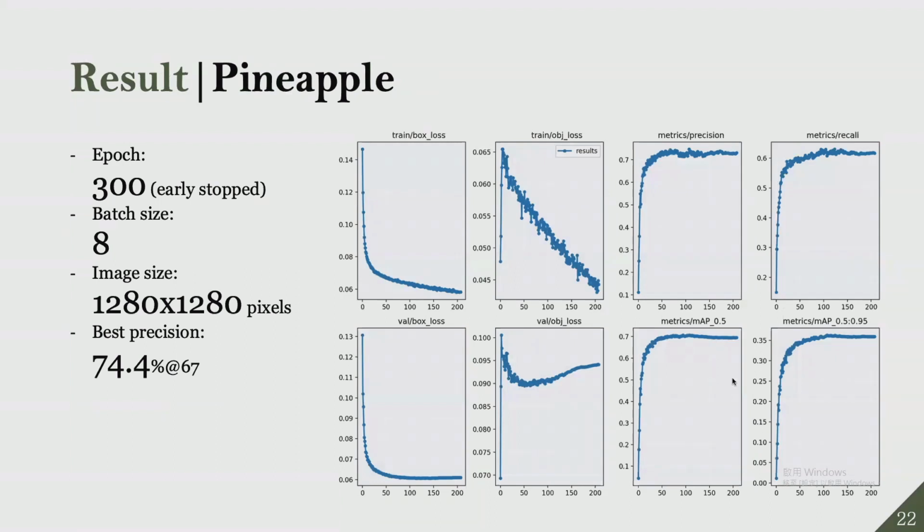In this part, I'm going to talk about my results. The epoch count I've chosen is 300 epochs, as recommended by the official documentation, and the image size I chose to resize to is 1280 by 1280. The model I chose is at 67 epochs, with a precision of 74.4%. The reason I chose epoch 67 is that after 70 epochs, the model started to have serious overfitting, so the model is not good for us. So I chose 67 epochs.